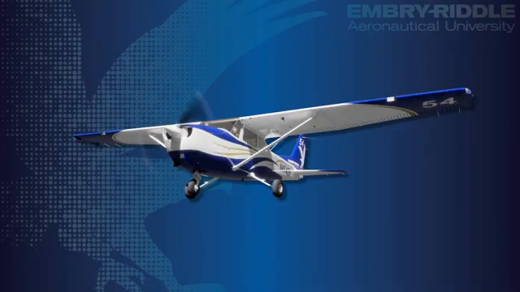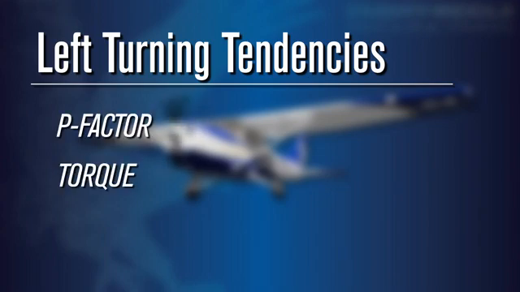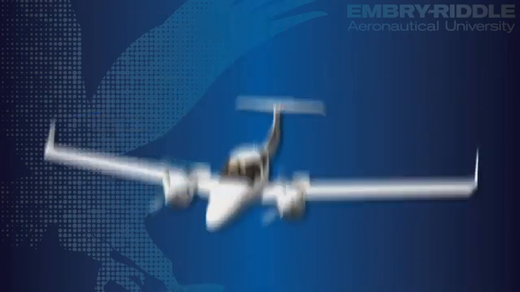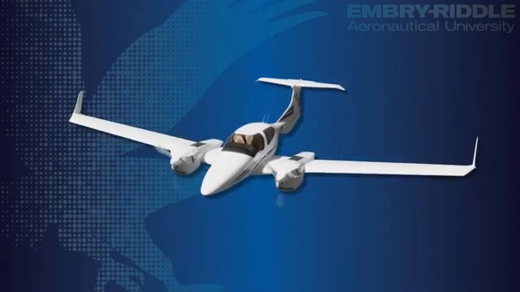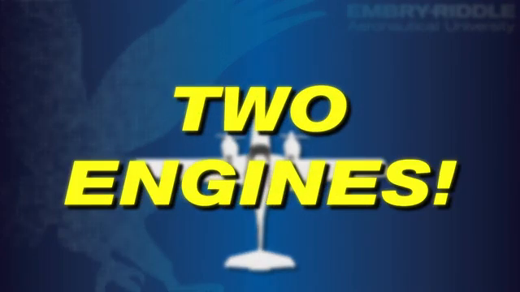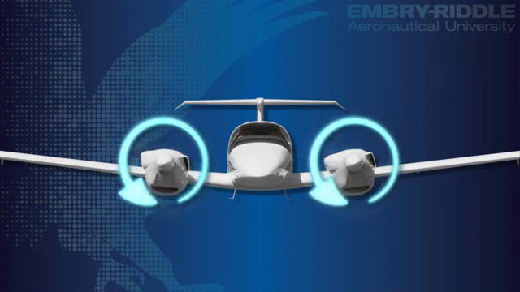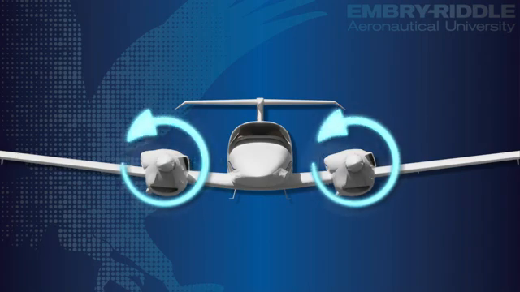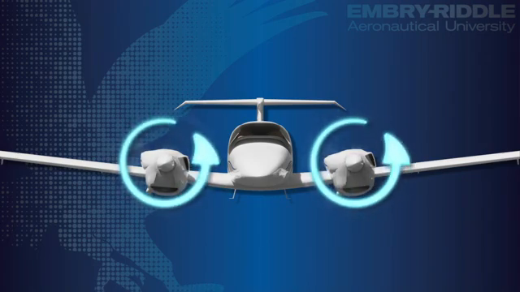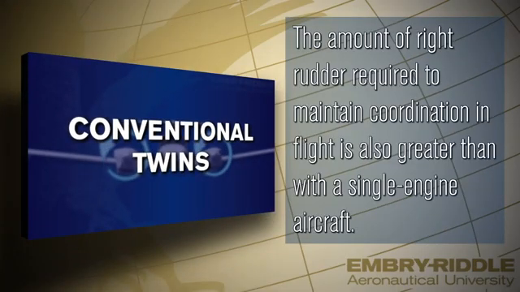On single-engine airplanes, predominant factors contributing to left turning tendencies include P-factor, torque, and spiraling slipstream. These same factors affect multi-engine aircraft as well, and the resulting effect is significantly greater because there are two engines. If the multi-engine has propellers that rotate in the same direction, P-factor, torque, and spiraling slipstream amplify the left-turning tendencies. These types of multi-engine aircraft are commonly called conventional twins. The amount of right rudder required to maintain coordination in flight is also greater than with a single-engine aircraft.